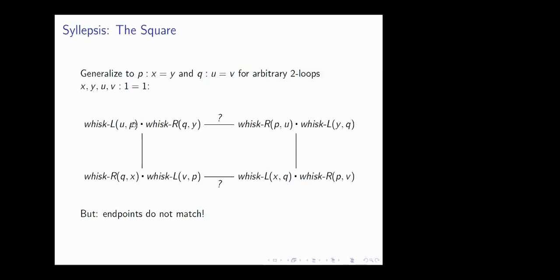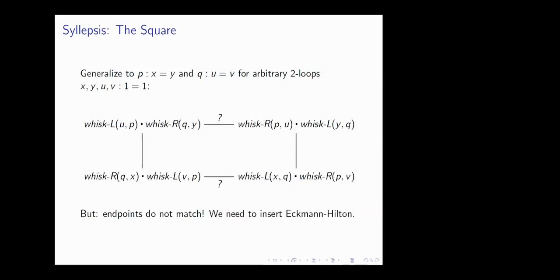this one, the top left thing, goes from U composed with X to U composed with Y, to V composed with Y. And this thing goes from X composed with U to Y composed with V. So basically, the endpoints are almost the same, except the paths are concatenated in the opposite order.